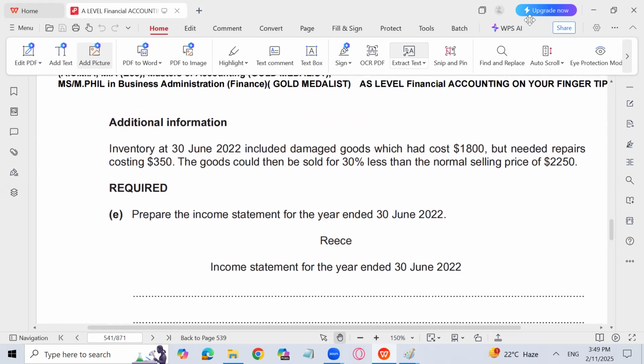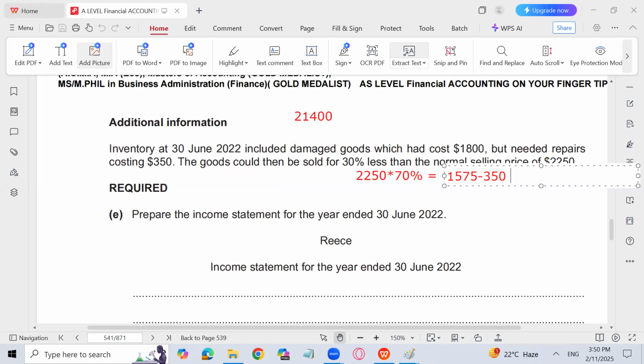21400. He says that inventory at 30th June is damaged which has cost 1800 but needed repair costing 350. The goods could be sold for 30% less than the normal selling price of 2250, right? So the inventory is 21400, right? Now you have to find 2250. 30% less means we are able to sell it at 70% of the normal selling price. What is the amount? 2250 we can sell, but that is the normal selling price. We can sell it at 30% less than the normal selling price, 1575, but we have to go for a repair also.